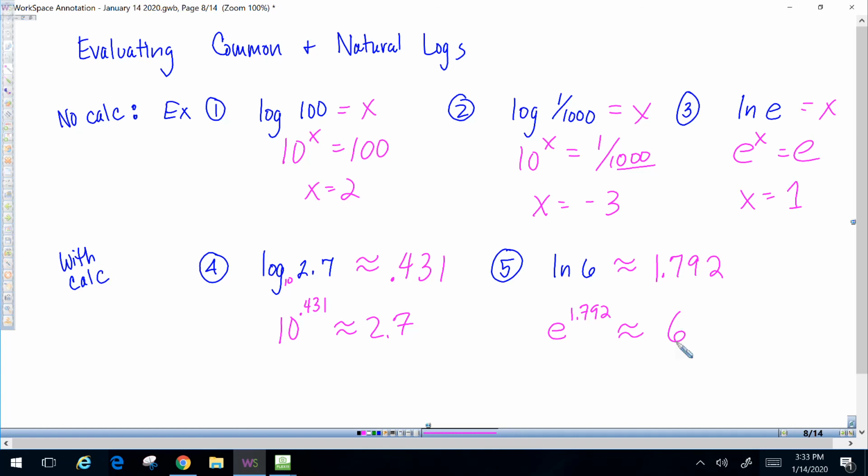To do e to a power, you want to do the blue button and ln. If you just need e by itself, the blue button and divide. Okay, questions about evaluating?